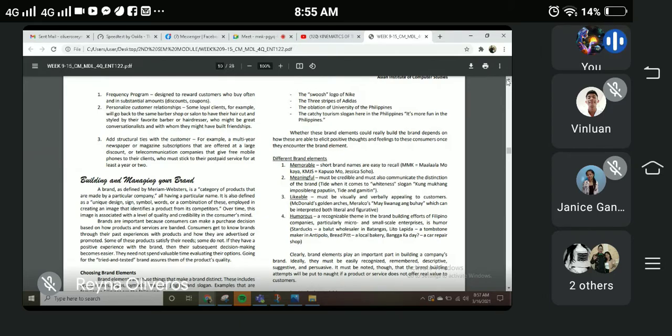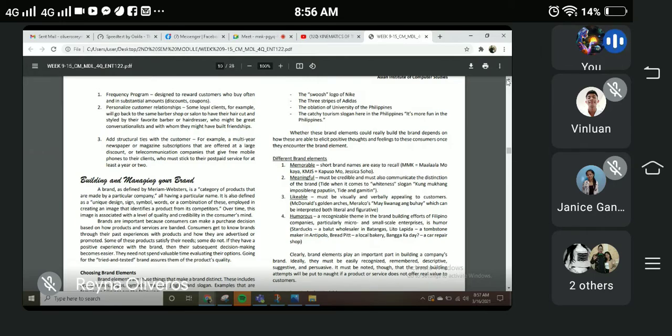'Di ba? Then, number 3 is likable. 'Di ba? Your logo or your brand should be visually and verbally appealing to the customer. Dapat likable siya. Halimbawa, yung McDonald's. 'Di ba? Kasi yung McDonald's has its golden arches eh. Yung Meralco naman, may liwanag ang buhay. 'Di ba? Can be interpreted both literally and figuratively. 'Di ba? Next, number 4 is, it should be humorous.